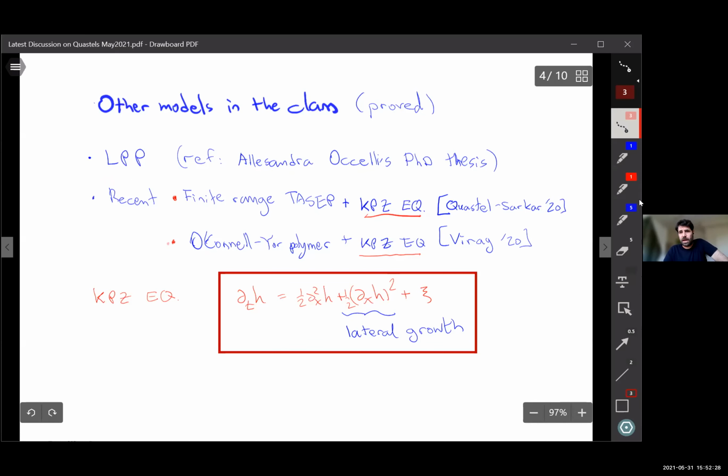More recently, and in fact I noticed that it was the same month last year, there was a result by Jeremy Quastel and Sarkar, and also Virág, who proved that the KPZ equation is in the KPZ universality class. Namely, that if you take the 1 to 2 to 3 scaling, it converges to the KPZ fixed point. They also proved in this paper a finite range type of result, and in the other paper, the O'Connell-Yor polynomial model. So this is the KPZ equation.